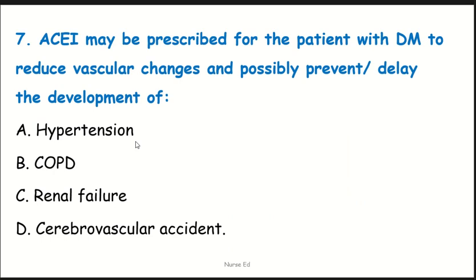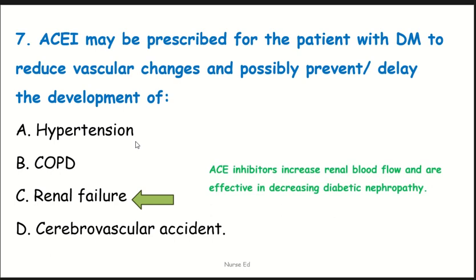Question number 7. ACE inhibitors may be prescribed for the patient with diabetes to reduce vascular changes and possibly prevent or delay the development of what? Option A, hypertension. Option B, COPD. Option C, renal failure. Option D, cerebrovascular accident. And the answer is option C, renal failure. So remember, ACE inhibitors increase renal blood flow and are effective in decreasing diabetic nephropathy.